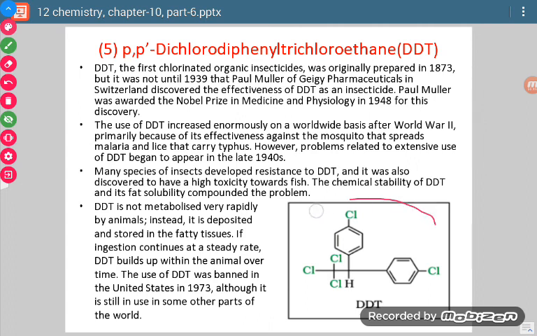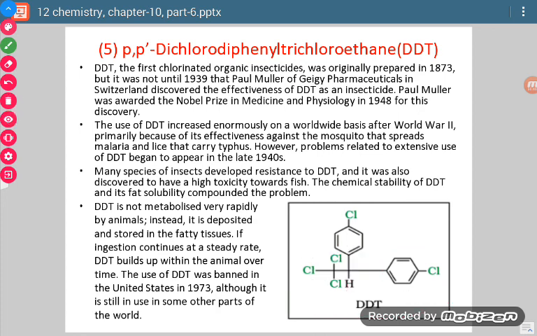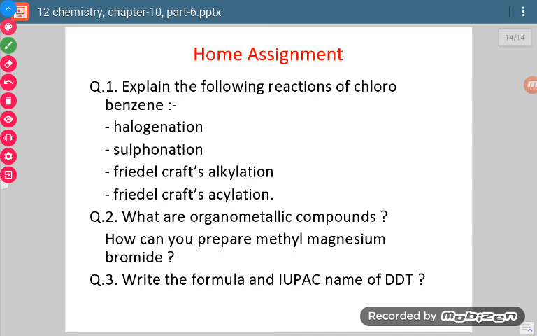Now see, this is the formula of DDT. Here it is a chain of two carbon atoms. One carbon is attached with three Cl atoms, and the other carbon is attached with two parachlorophenyl groups. Accordingly it is named. So these were the different compounds of haloalkanes. Now these are the home assignments which you have to complete on the basis of this. Okay, thank you.